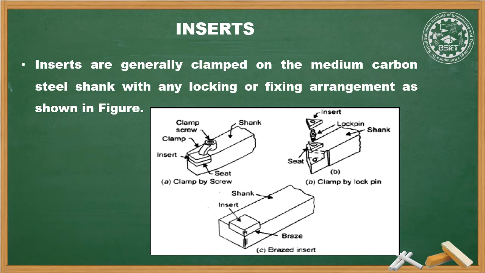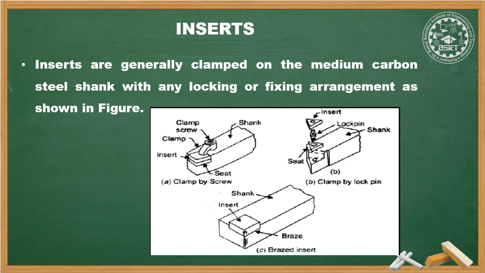In this, we use a lock pin, and inserts are placed on a tool shank with the help of an Allen key and lock pin. And third is brazed inserts. In this, inserts are directly brazed, that is welded, to the tool shank as shown in the figure. These are not used usually because brazing takes more time.